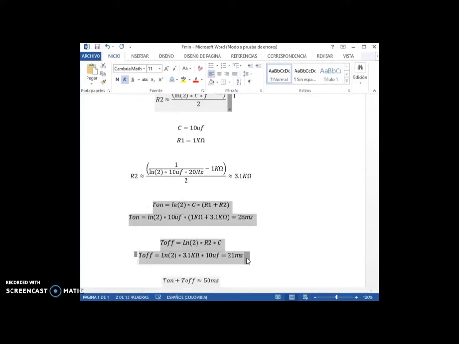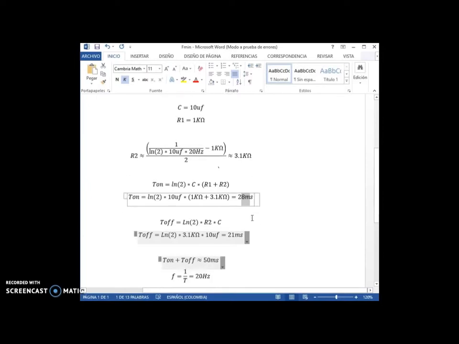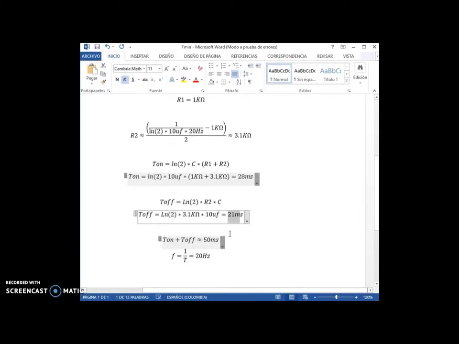So replacing these values defined by us, we obtain that the high time is 28 milliseconds and the low time is 21 milliseconds. So if we add the times, we obtain a total time of 50 milliseconds, which corresponds to a frequency of 20 Hz.